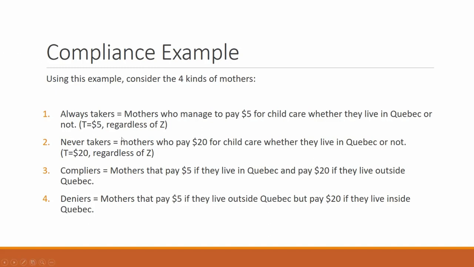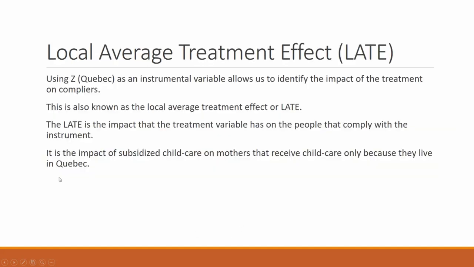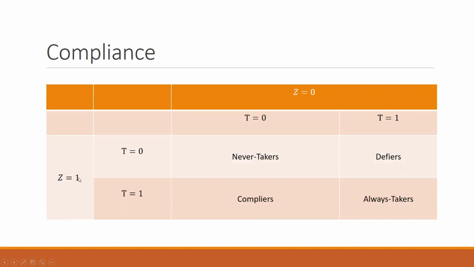All right, so here are the examples. There's four kinds of people. We can put this into a table to kind of illustrate. So here, Z equals 1. So basically, these are people that live inside Quebec. And then they can either pay $5 or they can pay $20. If they live in Quebec and they pay $5, they're compliers.